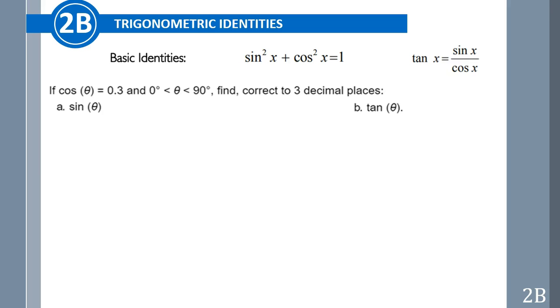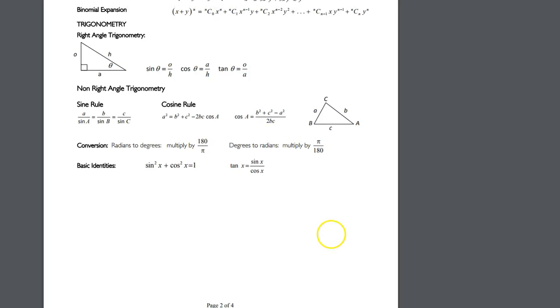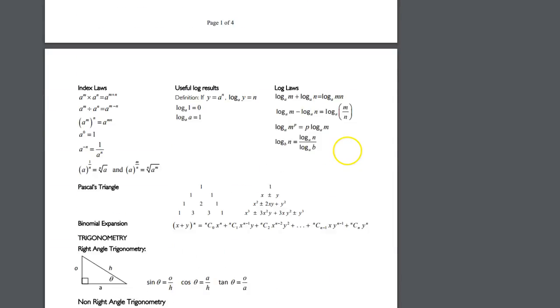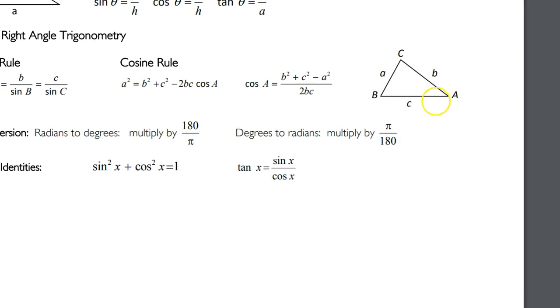Hi everyone. For this lesson we're going to be looking at two trigonometric identities. The first one here is known as the Pythagorean identity, and this one over here is the tangent. And these two are available on your formula sheet just down the bottom of the second page. So you can see there 1 and 2.